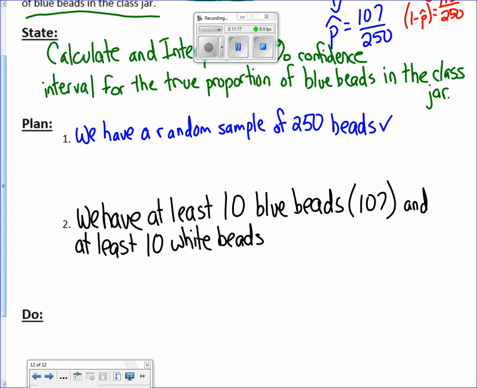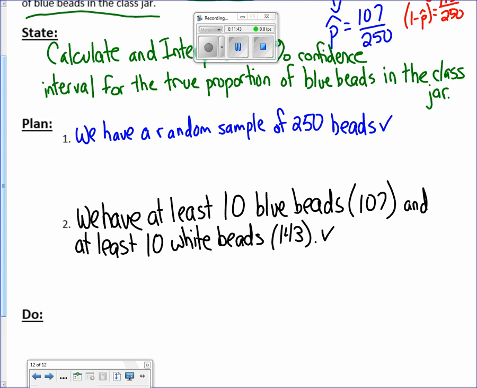Remember, we're doing this to make sure that the sample size is large enough. If we don't have at least 10 successes and 10 failures, we cannot continue. And there would be a part B to this problem saying, why can't you continue? What's wrong with this problem? What if we added more beads to the situation? So back up to where we were. White beads, there were 143. Done. Check.